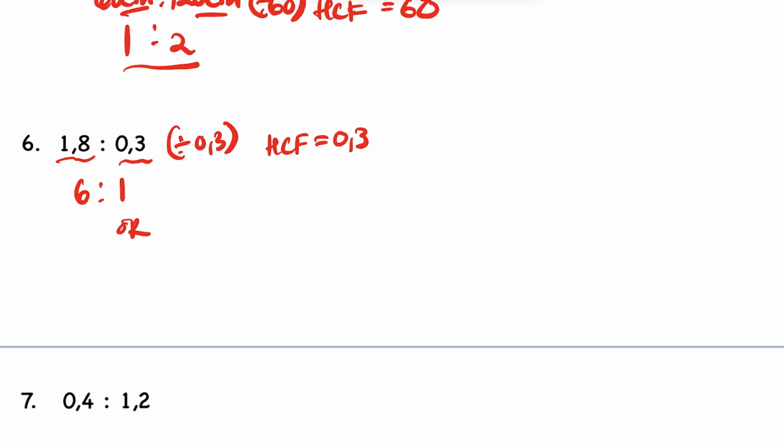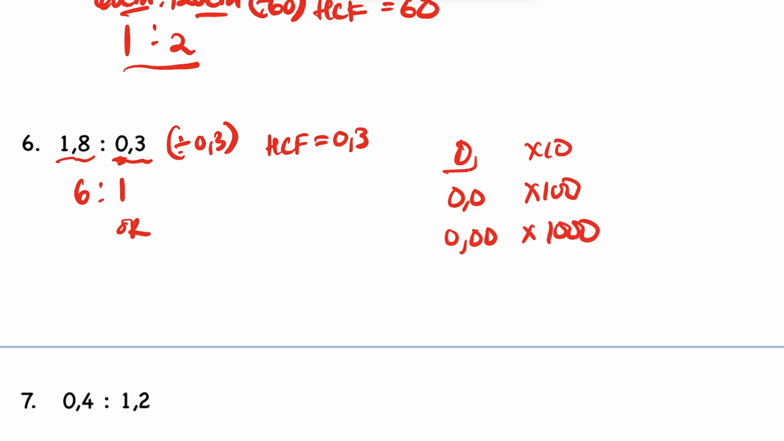Let me show you an alternative to do this one. If you find it difficult to work with the decimals, so what are you going to do there? You're going to change these decimals into whole numbers. Since you have 1 zero there, so you times by 10. If you have 1 zero, you times by 10. If you have 2 zeros, you times by 100. If you have 3 zeros, you times by 1000.